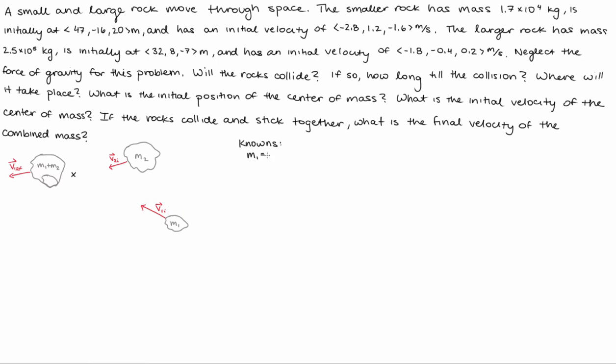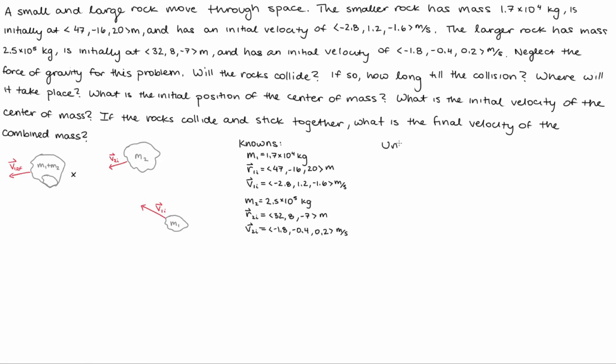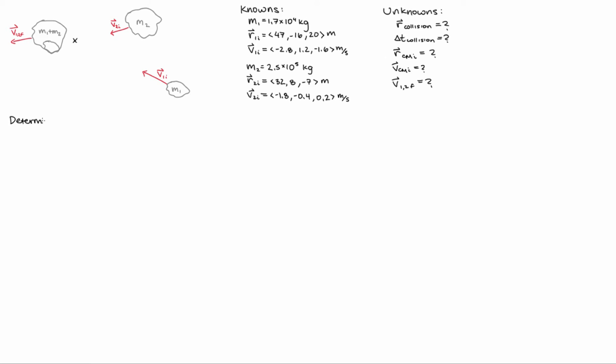Our known quantities are the mass of the first rock, its initial position and its initial velocity, the mass of the second rock, its initial position and its initial velocity. The unknown quantities we wish to find are the position of the collision, the time until the collision, the initial position of the center of mass, the initial velocity of the center of mass, and the final velocity of the combined masses. First, we must check that the rocks do, in fact, collide.